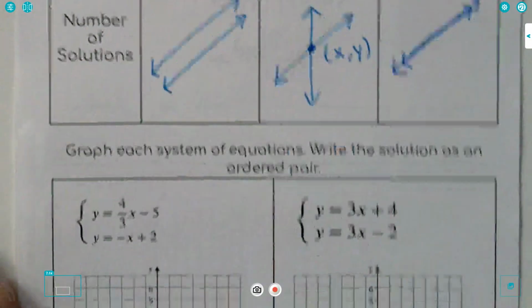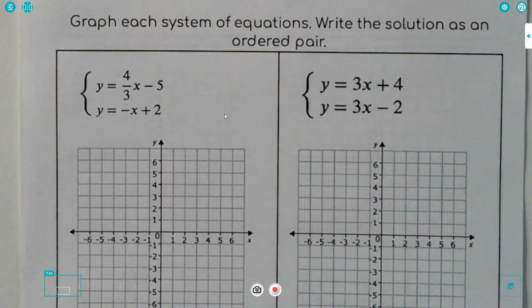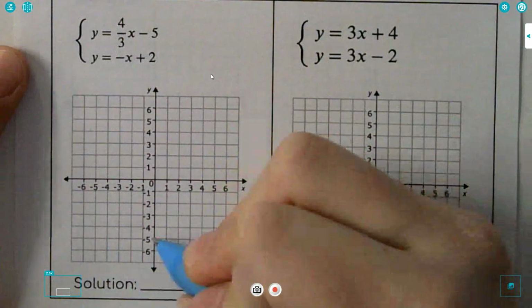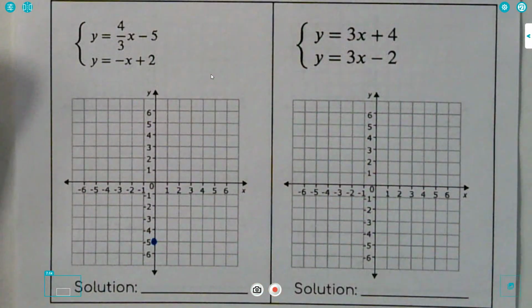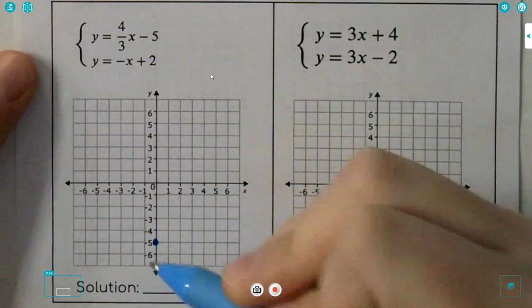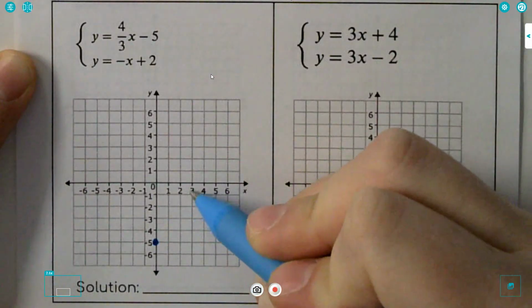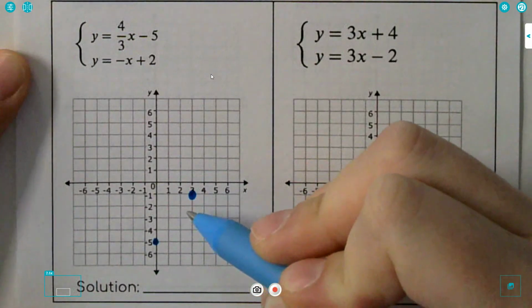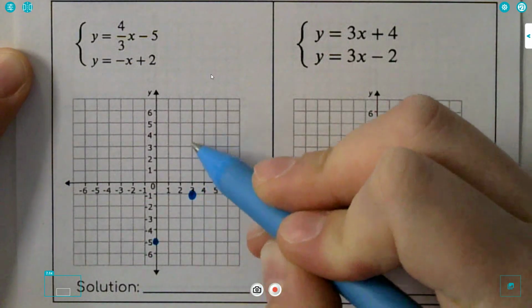Moving down to our first example here, we've got y equals 4/3 x minus 5. So I'm going to start at -5 on my graph. And I'm going to graph a slope of 4/3. I want to be as exact as possible. So I'm going to go up 1, 2, 3, 4, and to the right 3. And then I need to go again because I want my points to be as exact as possible. So I'm going to go up 1, 2, 3, 4, to the right 3.